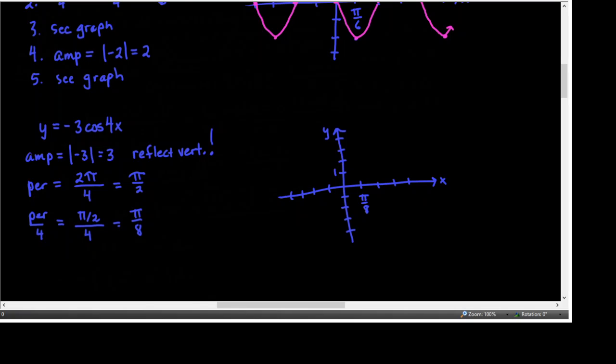Okay, now we're ready to graph. So I think about 0, and I actually substitute it in to the original equation. 4 times 0 is 0, cosine of 0 is 1, 1 times -3 is -3. So when x is 0, I'm going to graph -3. So instead of starting at the high, we're starting at the low, and that's because of that negative. And that's done the reflection for me.